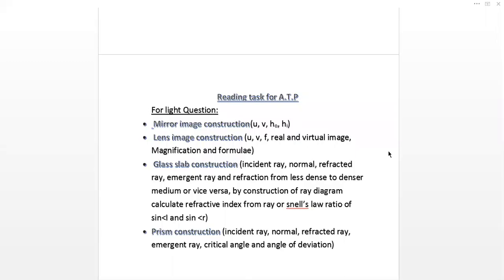Hello students. In my last two videos, I discussed the paper pattern of CAIE Physics 5054 ATP syllabus and the construction work which we will do for ATP.